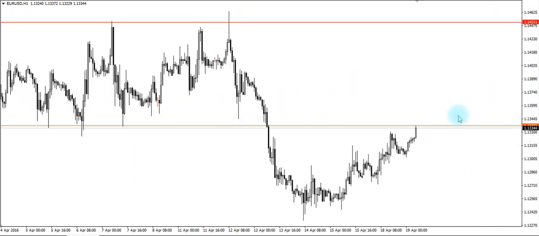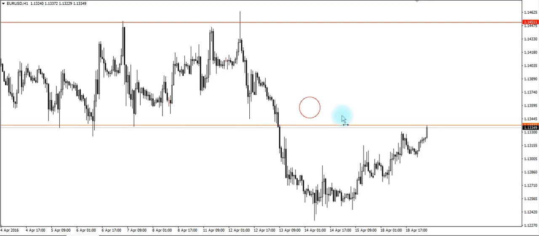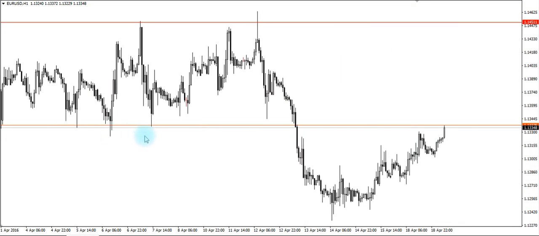That's pretty much about the euro against the US dollar. Let's just wait for the right setup before we go for a sell. It's already at the right price. So that is for the euro against the US dollar.